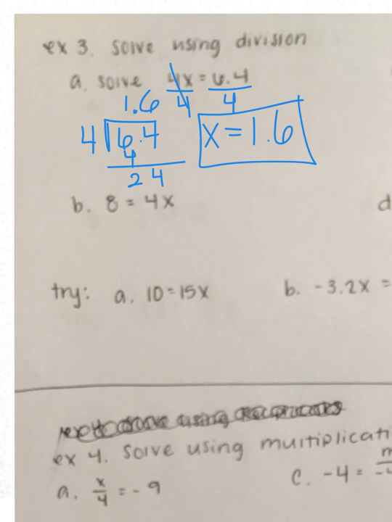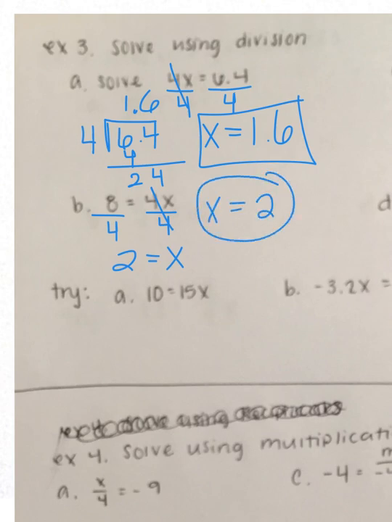Okay, B, same thing. It says 8 equals 4x. So 4 times x. The opposite of multiplication is division, so I'm going to divide that by 4. That cancels out. 8 divided by 4, I hopefully would get 2. So I get 2 equals x, or x equals 2 as my final answer there.